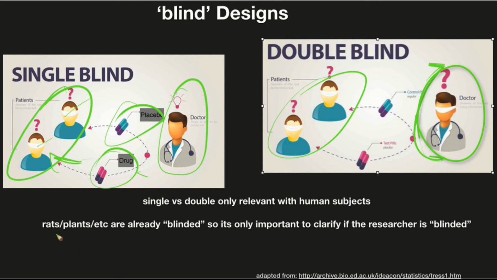You won't typically see the term double blind in studies where the subjects are not humans. So if you're looking at plants or rats or mice, typically it will just be referred to as blinded if the researcher doesn't know, because it's pretty much assumed that the subject, the plant, doesn't know whether it's getting the placebo or the control. So typically if you just see blinded and it's not with humans, you can assume that it's the researcher that doesn't know, which is the opposite of a typical single blind setup.